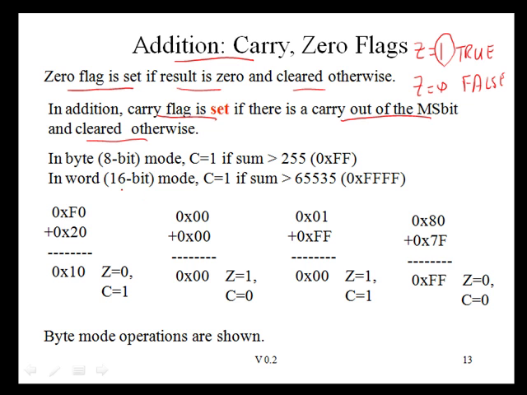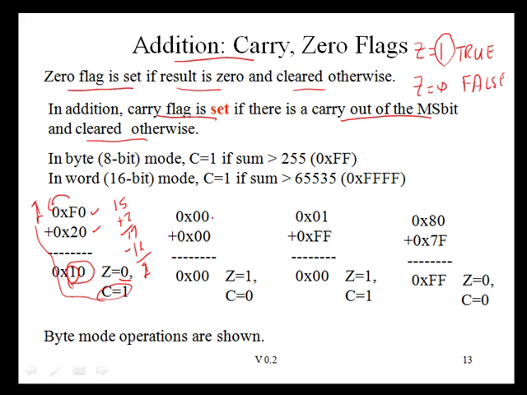So let's take a look at some numerical examples. Let's add F0 plus 20. It's an 8-bit addition, so 0 plus 0 is 0. 15 plus 2 is 17, minus 16 is going to be 1 as this digit with a carry out of 1. So the carry flag here is going to be a 1. This 8-bit result is not 0, so the zero flag is false.